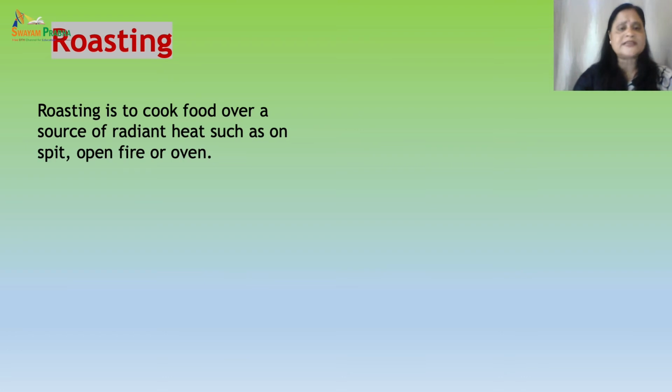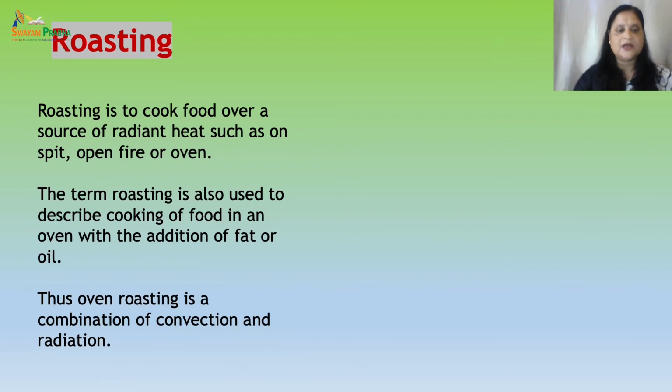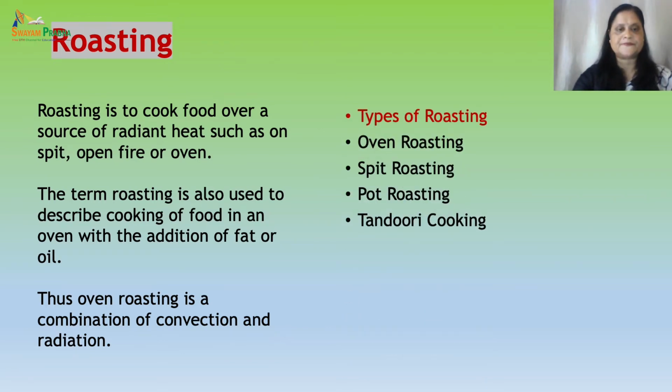Roasting. Roasting is to cook food over a source of radiant heat, such as on a spit, open fire or oven. The term roasting is also used to describe cooking of food in an oven with the addition of fat or oil. Thus, oven roasting is a combination of convection and radiation. Types of roasting: oven roasting, spit roasting, pot roasting, and tandoor cooking.